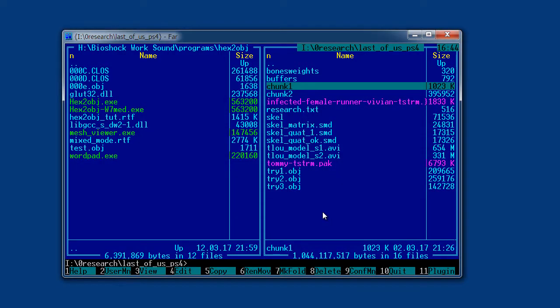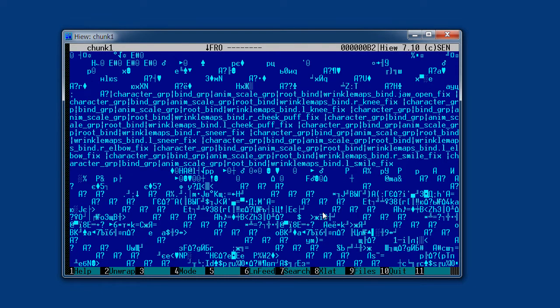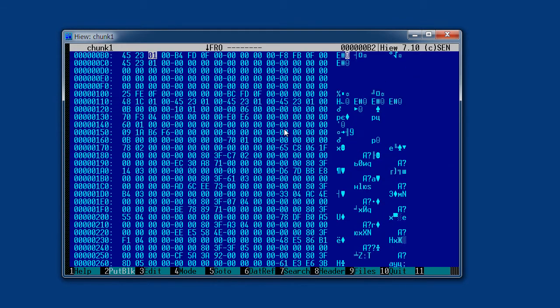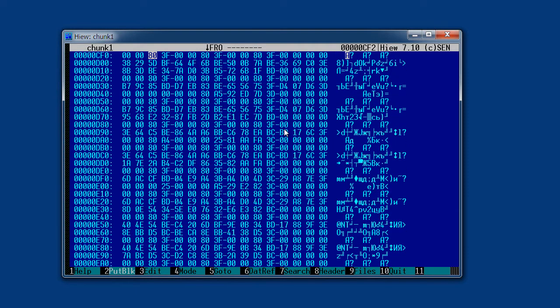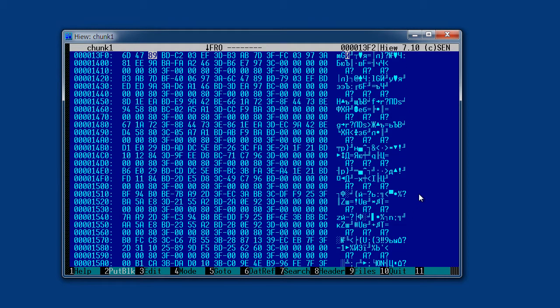This is our chunk 1. First we have some names connected to wrinkle maps, which we don't need, hopefully. After them, we see exactly what we are searching for. This is an array of floating point numbers with a repeating pattern. Here you'll see some zeros, then some number, zeros, number. This is how they look. There are many bones, so you will never miss it.